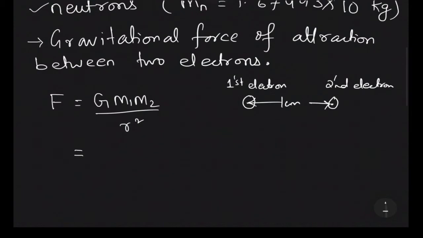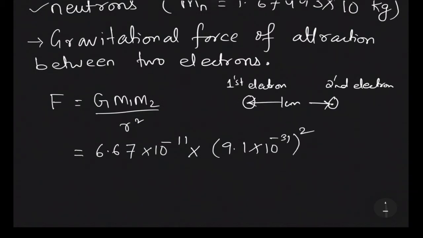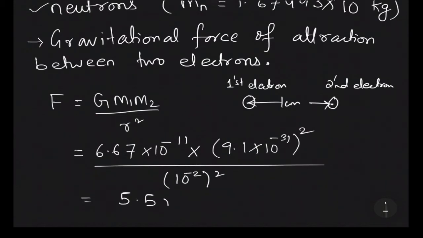Capital G is your universal gravitational constant. It is 6.67 into 10 to the power of minus 11 Newton meter square per kg square, and then mass of electron is 9.1 into 10 to the power of minus 31 kg. I am putting square here because I have got two masses. The distance is 1 centimeter, so let me convert it to meter and substitute. So this is the distance. Now if you do this calculation, you will see that you will get this much force of attraction acting between two electrons.